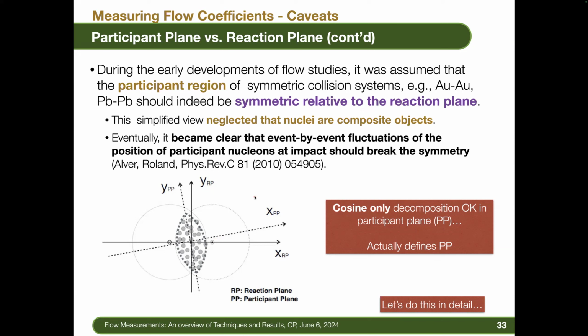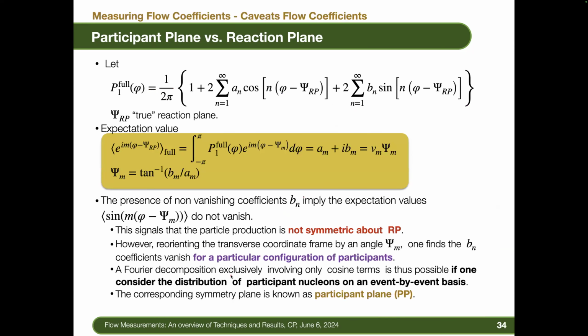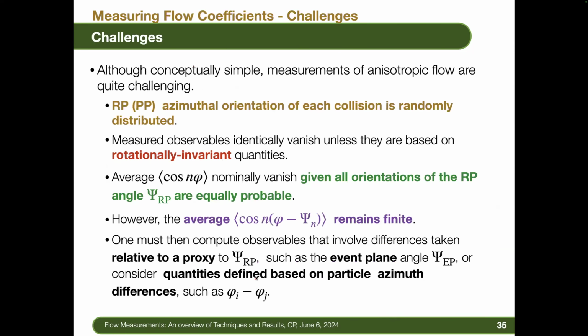So when we collide nuclei, what matters is not so much the reaction plane on an event-by-event basis, but in fact the so-called participant plane. And if we really want to understand the magnitude of the coefficients that we observe, we have to do this in the context of the participant plane. So I've said all of this.